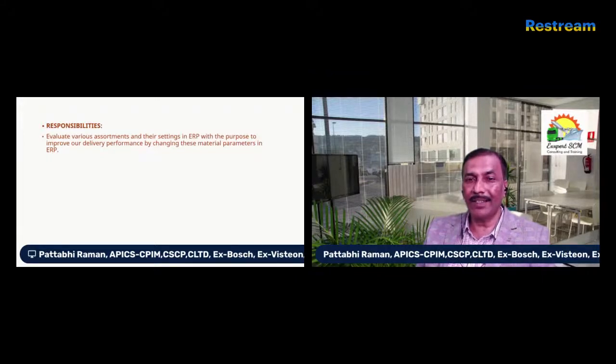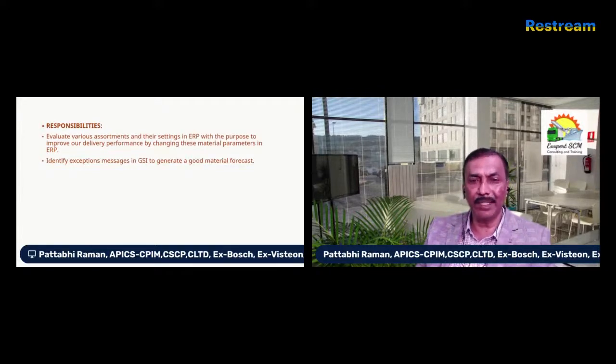Evaluate various assortment and their setting in ERP with the purpose to improve delivery performance by changing the material parameters in ERP. Once again, the person who has written this job description is not very clear about his requirement. You cannot ask somebody to change the material parameter to improve the delivery performance. It's wrong. Okay, the statement I don't agree. The next statement is also ambiguous.